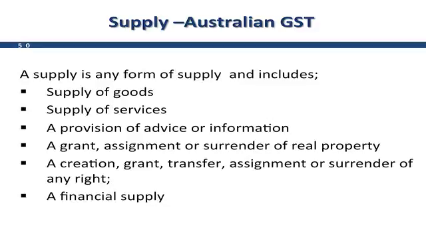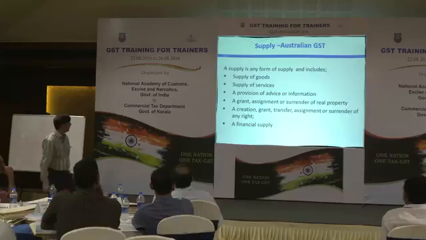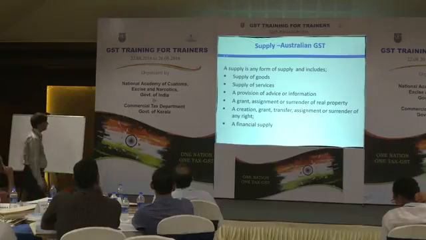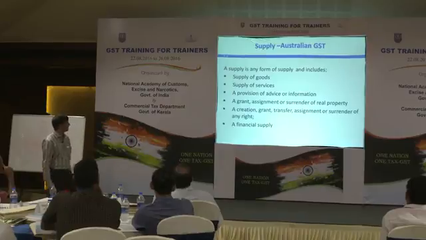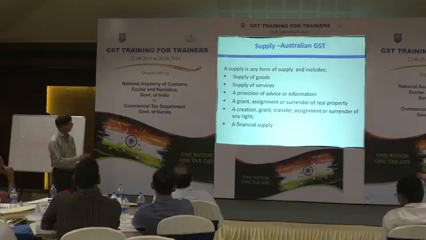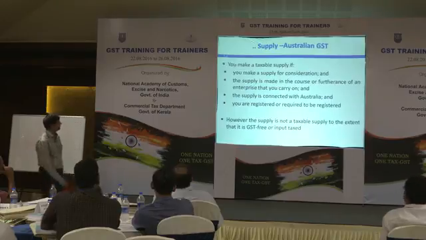If you look at Australian GST, it says a supply is any form of supply. You look at UK VAT law, it includes all forms of supply. Here it says any form of supply and includes supply of goods, supply of services, a provision of advice or information, a grant, assignment or surrender of real property, a creation, grant, transfer, assignment or surrender of any right, a financial supply.